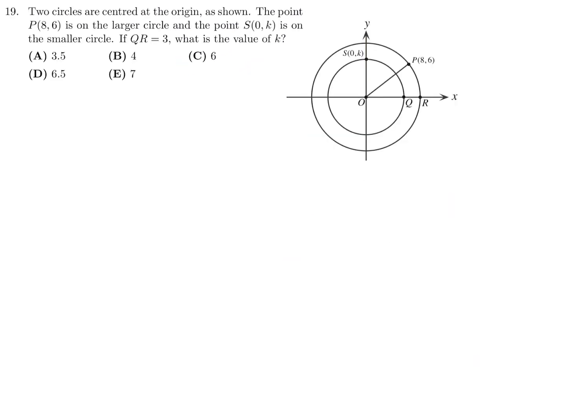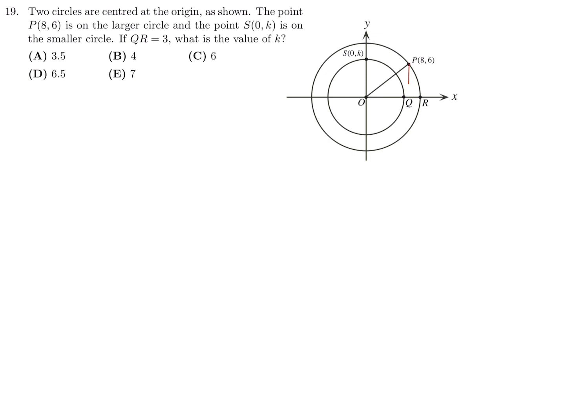Two circles are centered at the origin as shown. The point 8, 6 is on the larger circle, and the point 0, K is on the smaller circle. QR is 3. What is the value of K?